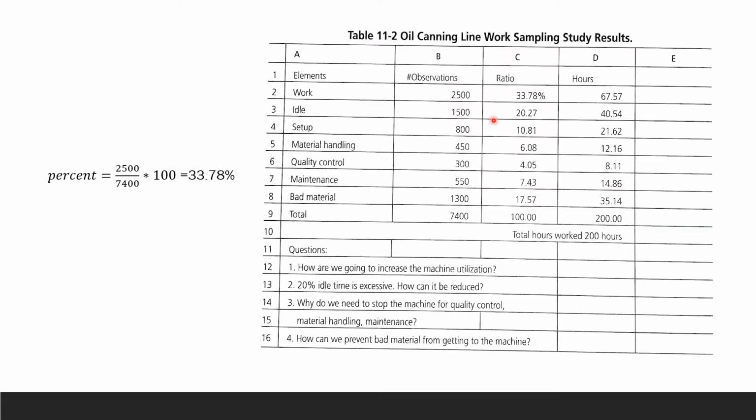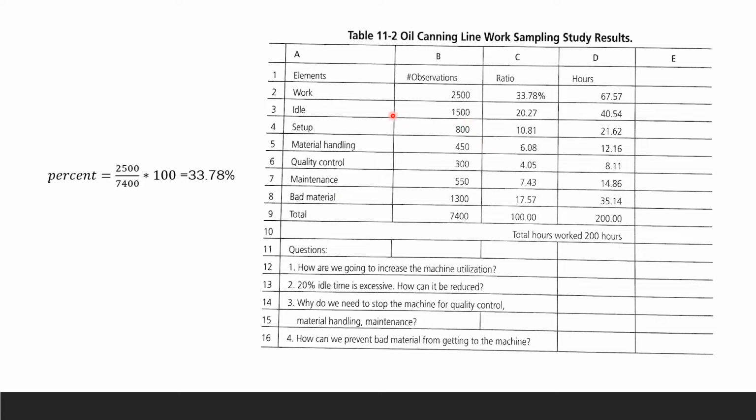The third example. So here is the oil canning line work sampling study results. So when you look at it, we can now identify the work sampling right here, the data. Observations, again, 2,500 observations for work, 1,500 observations for idle, and so on for setup, material handling, quality control, maintenance, and bad material in this oil canning line. So you have all the different work. So we added up and we get 7,400 observations for all of this work element.